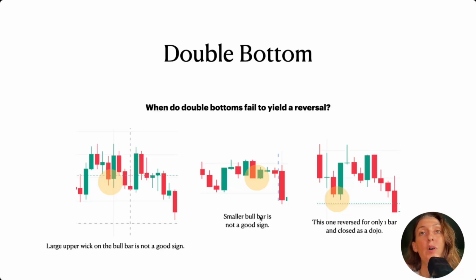This one had a smaller bull bar. So you see how right here their bottoms are equal, but the red bar is larger than the green bar. And I have just found that that is not as good of a sign as whenever they're closer to equal. Or like in this case, you see how the green bar was larger than the red bar? That can sometimes be okay. And here's another example where the green bar is larger. And this one, it did reverse, but it only reversed for a very short amount of time.